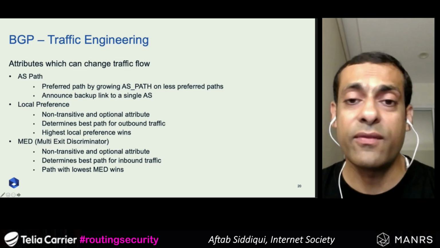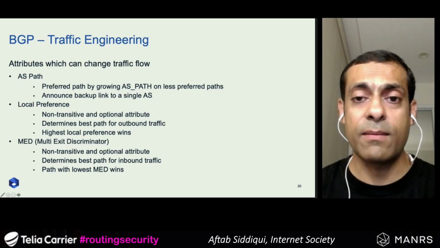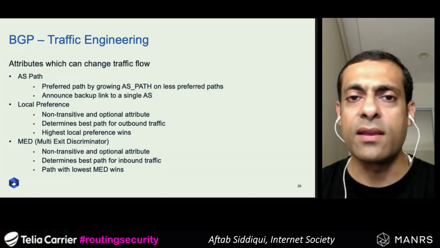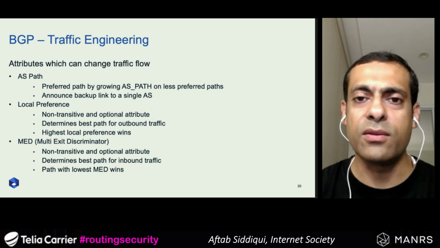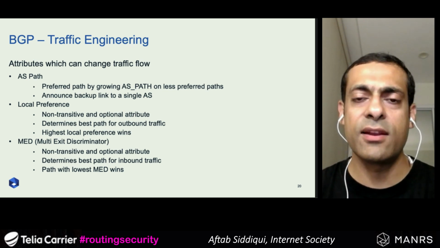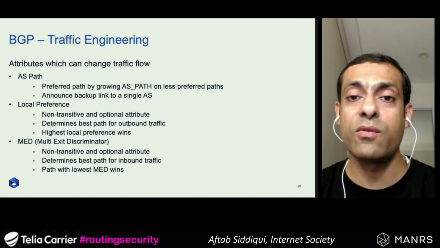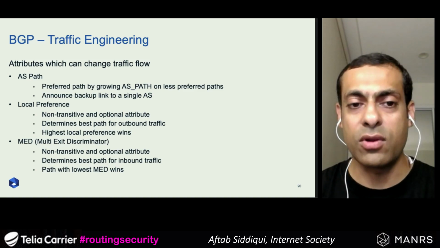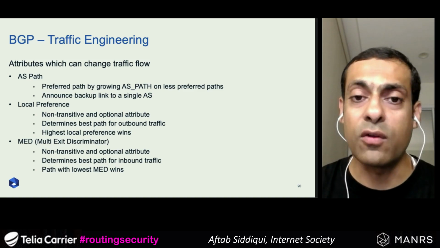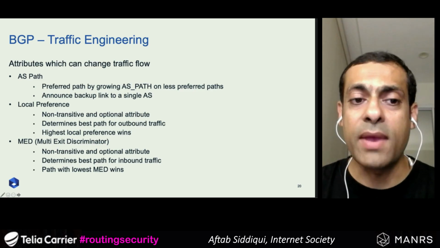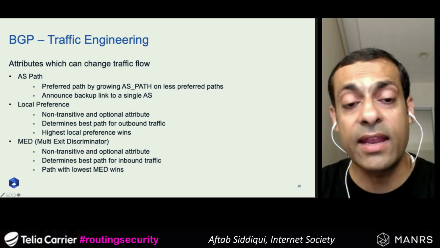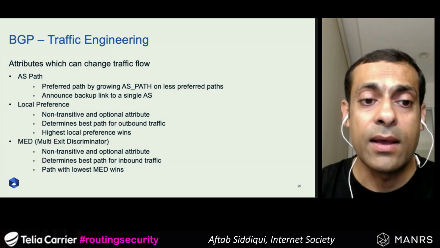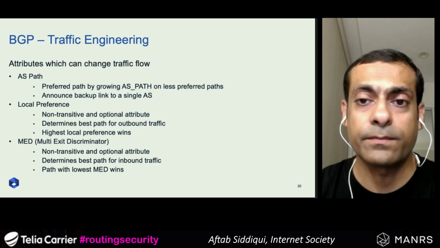If you have two links and you want to select one link for whatever reason, it could be a commercial reason, or you have a better understanding with that network, or you're learning more routes from them and you want to prefer them, what you can do is increase the local preference. Highest local preference always wins. And then there's another option called MED, multi-exit discriminator. It's again a non-transitive and optional attribute, and determines the best path for inbound traffic. The path with the lowest MED wins.